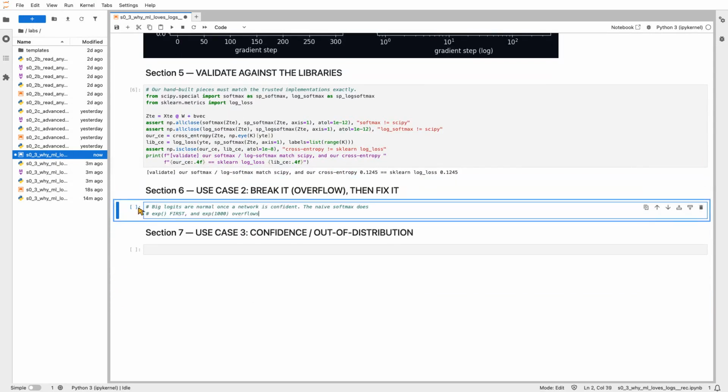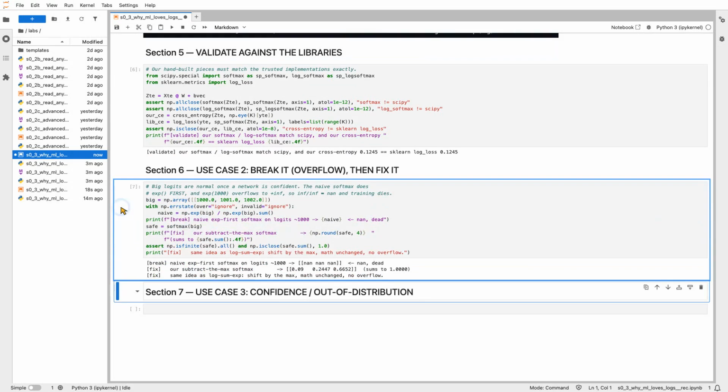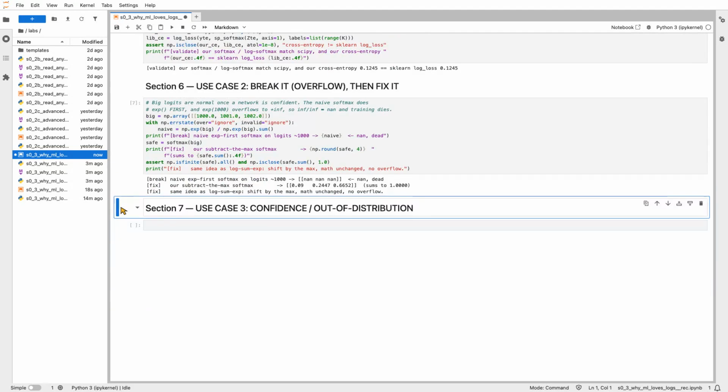Section 6. Use case 2. Break it, then fix it. Once a model is confident, its scores get large, and that is where the naive softmax dies. It calls the exponential first, and the exponential of 1000 overflows to infinity, so infinity over infinity is not a number, and training collapses. The fix is the Log-Sum-Exp trick. Subtract the largest score before the exponential. It is like measuring everyone's height relative to the tallest person. The answer is identical, but nothing ever blows up.